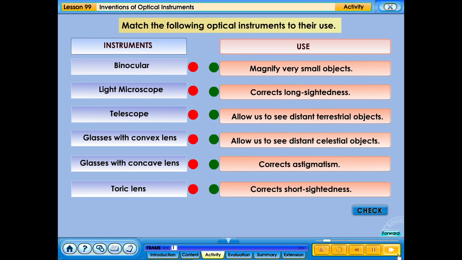Match the following optical instrument to their users by clicking the red dots and dragging the line to match the green dots. Click the check button to check your answer.